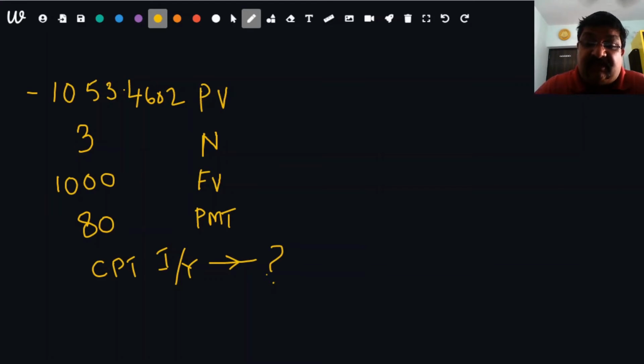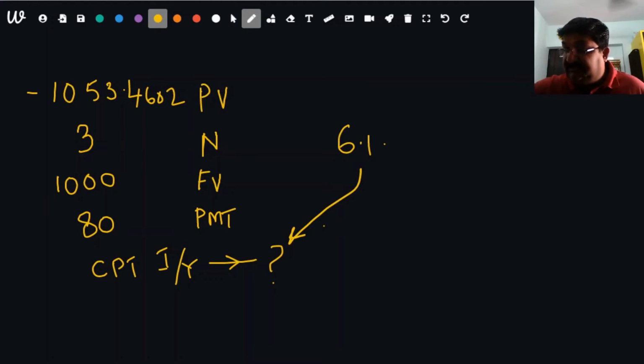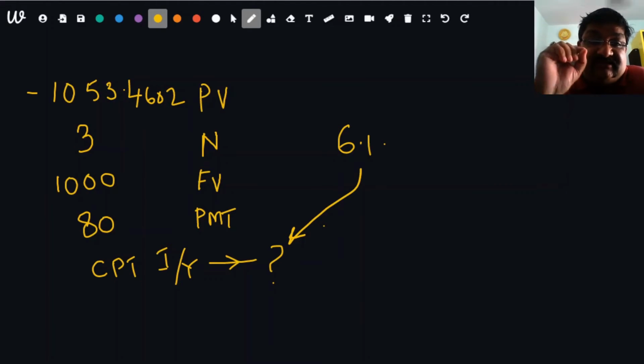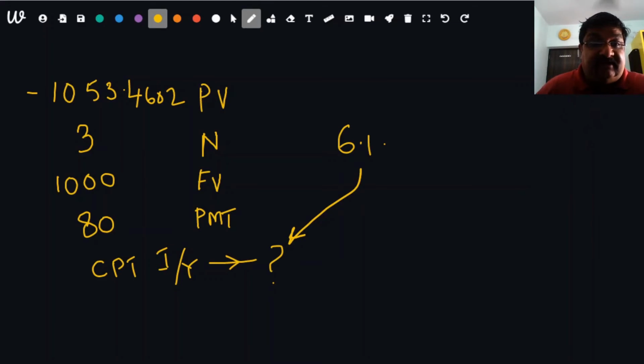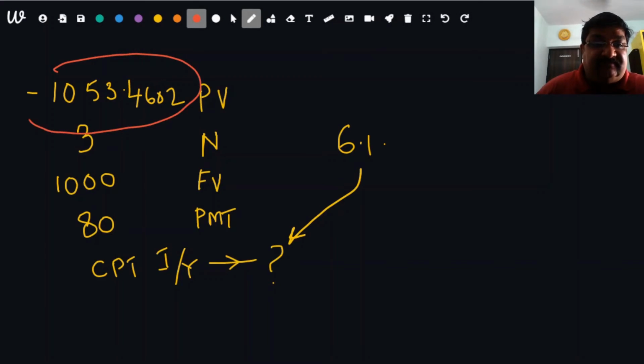I press compute I/Y, and you will see you get a yield to maturity of 6%, because I/Y is the measurement of yield. In this case, the annual yield works out to be 6%. We first anticipated a yield of 6% when we were doing the premium example, and we found out the bond price was 1053.4602, and we established that when the yield fell below the coupon, the bond was trading at a premium.